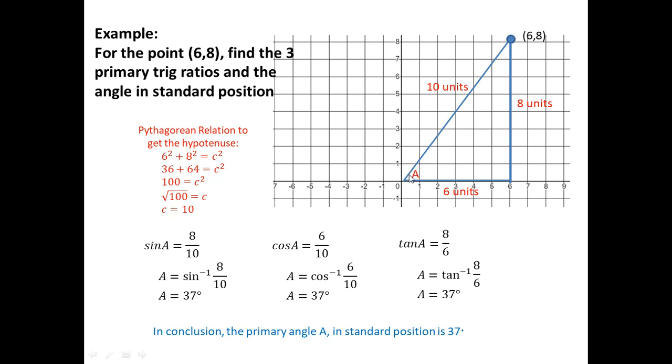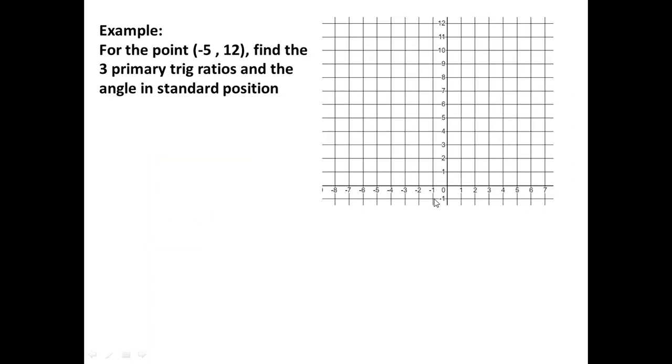So this one was nice because this was our primary angle. It started from our initial arm and it went to the terminal arm. Let's look at our next one. For the point (-5, 12), find the three primary trig ratios and the angle in standard position. We have our point here, (-5, 12).